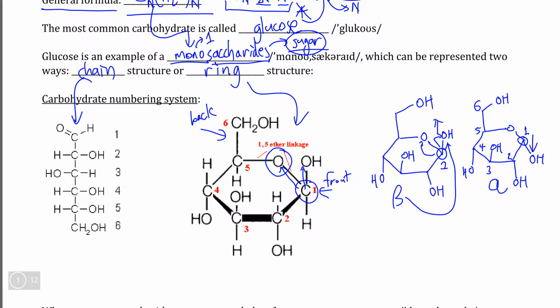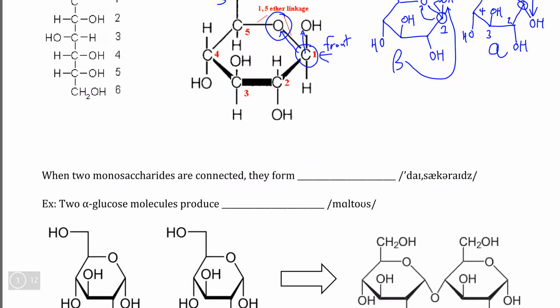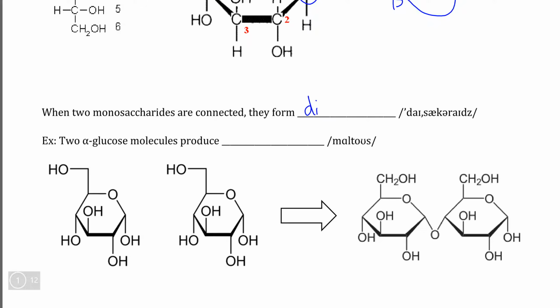Now that we have a solid understanding about how to read the structures of a monosaccharide, we can then talk about what happens when we combine multiple monosaccharides in order to produce molecules that we call disaccharides. So obviously the prefix di means 2, and saccharide is just the scientific word for sugar. So that means that we're going to be taking 2 sugar molecules and joining them together.